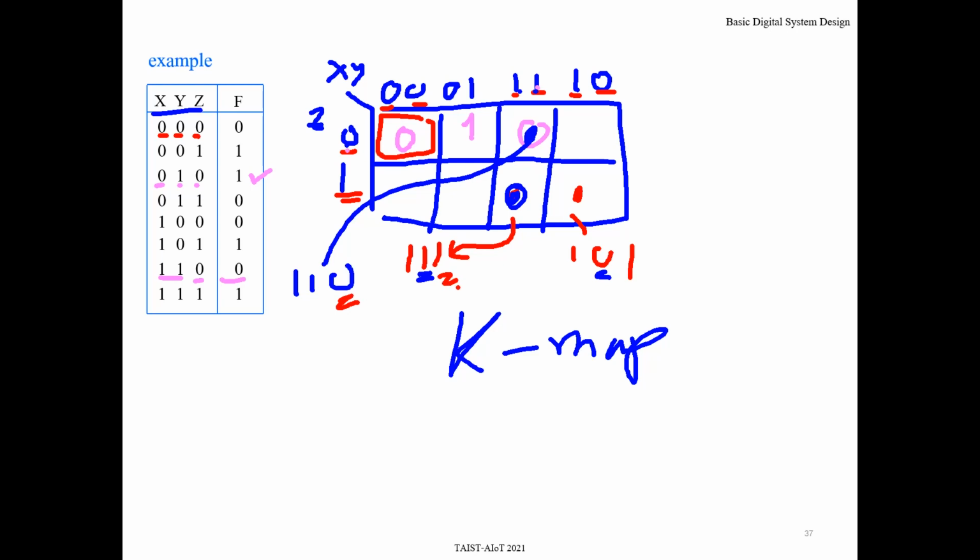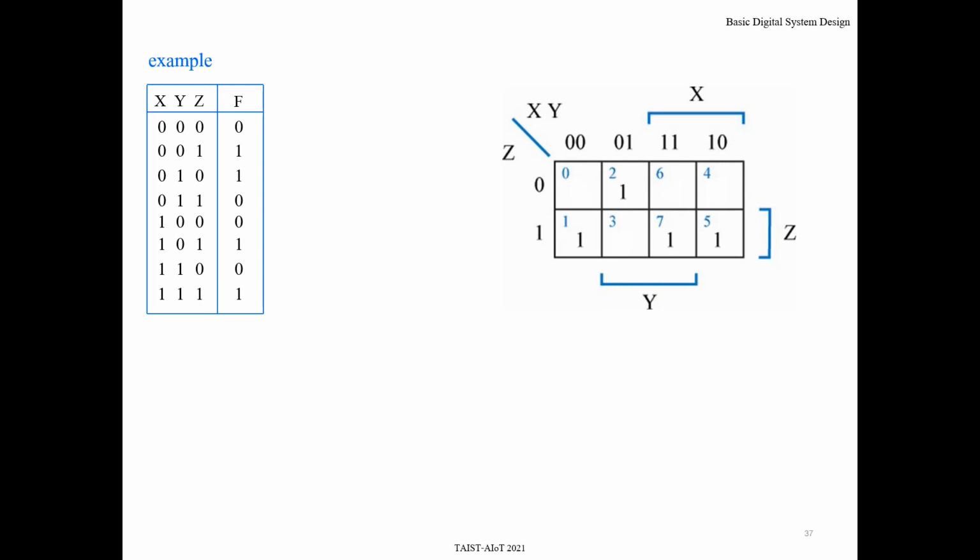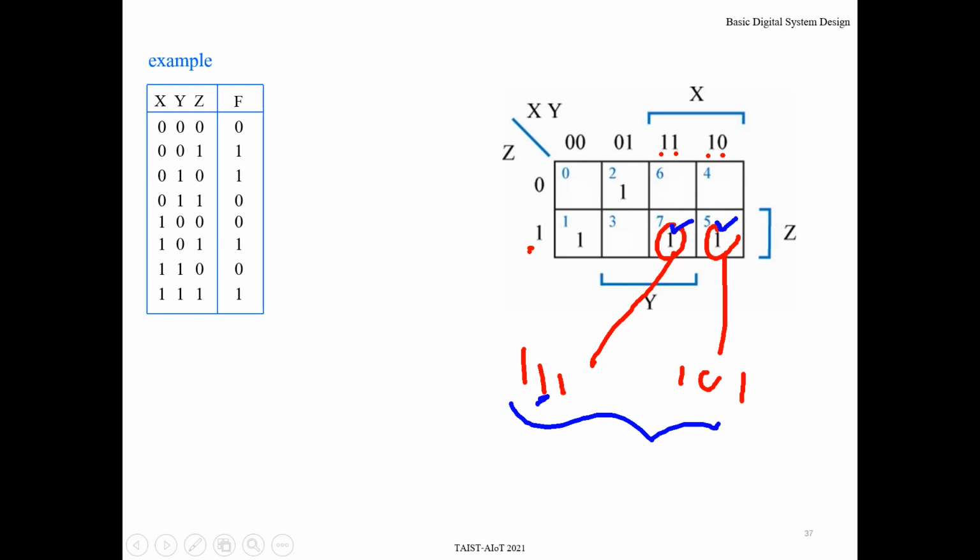So use the K-map. It's easy. Okay, it's very easy to find out which ones are adjacent together or differ by one bit. Namely, for this one, input is 1, 1, 1, right? This one input is 1, 0, 1. So you can combine these two cells together. Namely, it is x and z. Okay, not dependent on y.